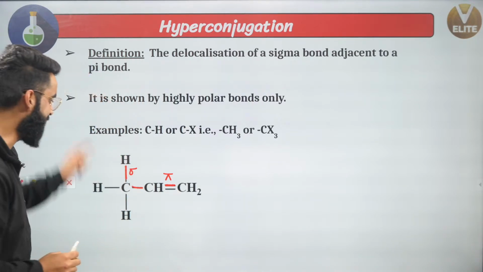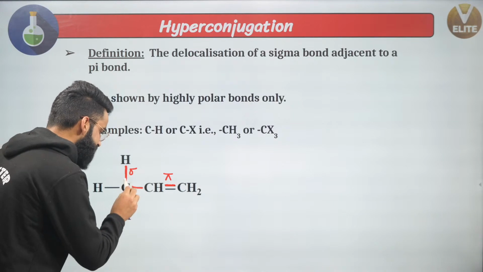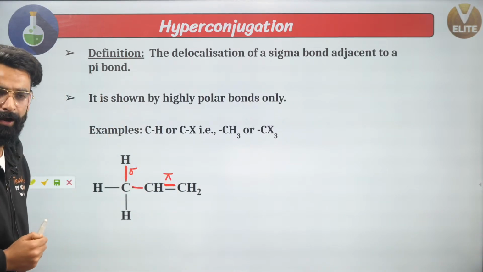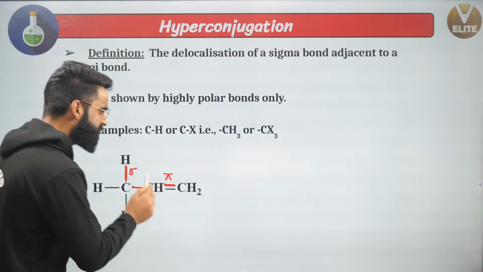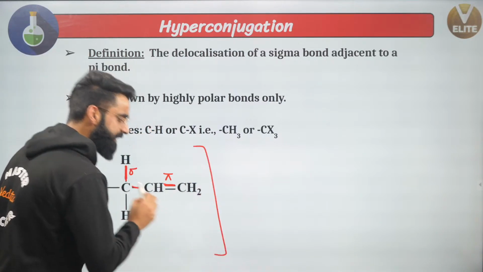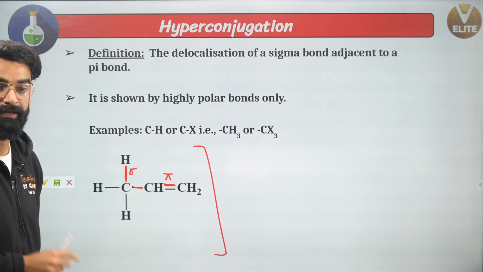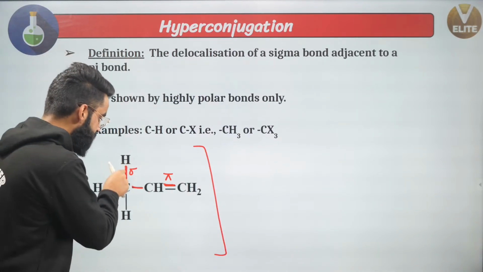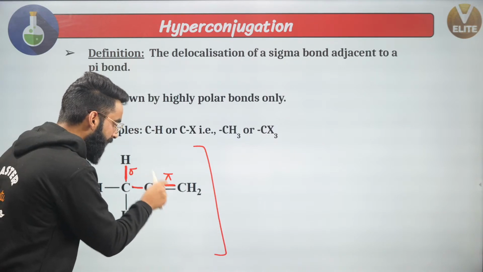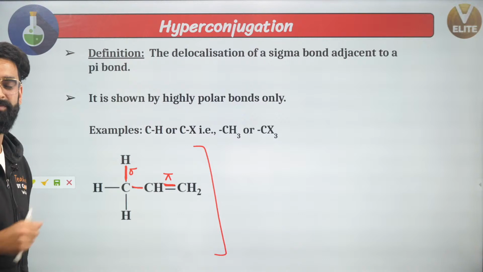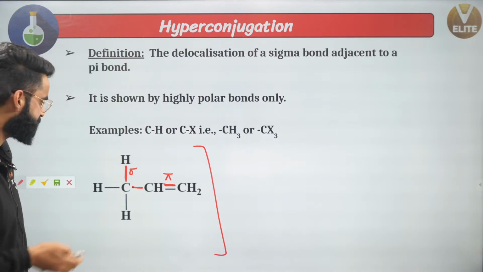Well, hyperconjugation is the delocalization of this sigma bond, which is adjacent to this pi bond right here. Let's get to know its actual thing by means of valence bond theory and molecular orbital theory, what this delocalization of a sigma bond adjacent to a pi bond is all about. Let's get to know this in more detail in terms of valence bond theory.